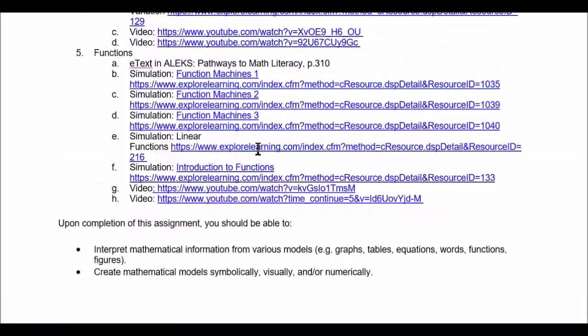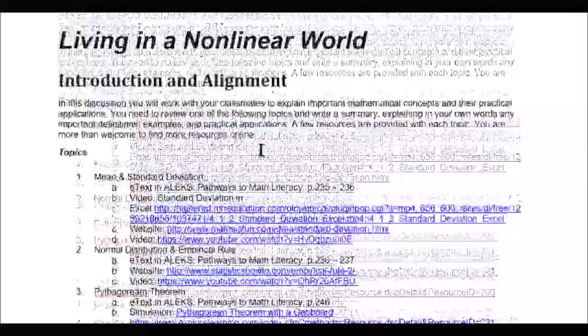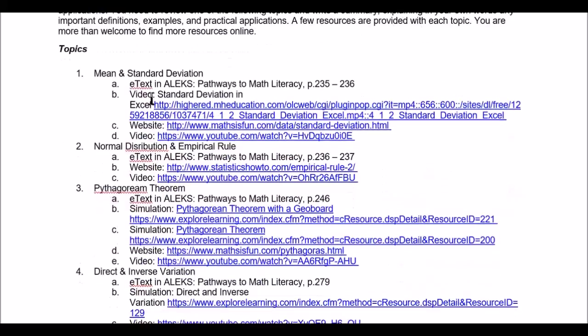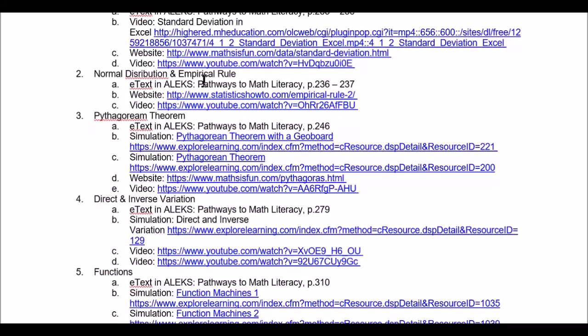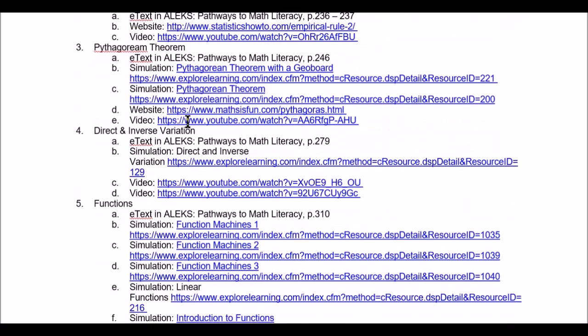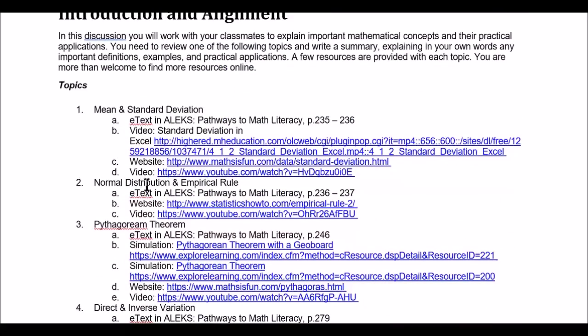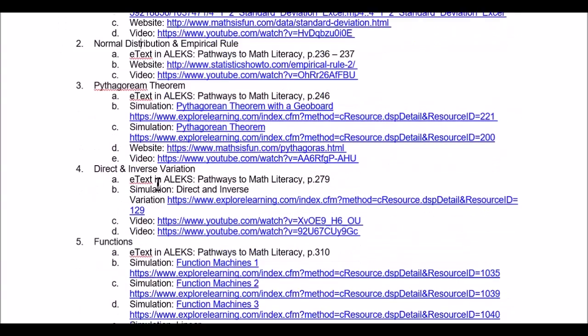Now you'll see in the instruction area, right when you first log into the discussion, you have your topics: mean, standard deviation, normal distribution, empirical rule, Pythagorean theorem, direct and inverse variation in functions. In this video, I'm going to walk through some examples and try to explain each of these different topics to you.